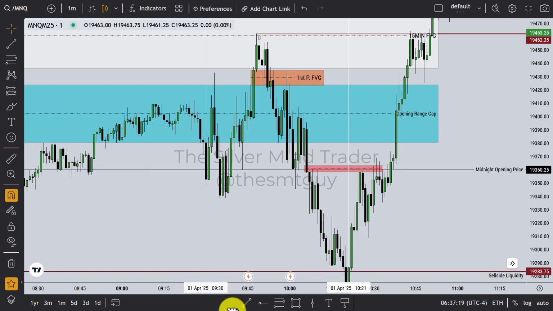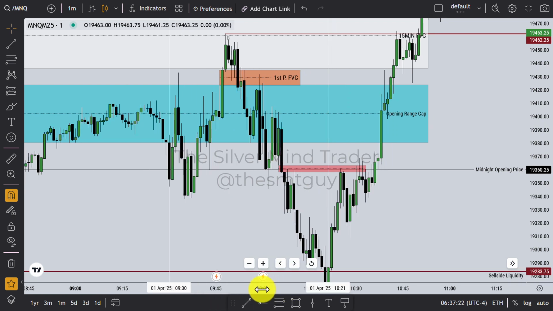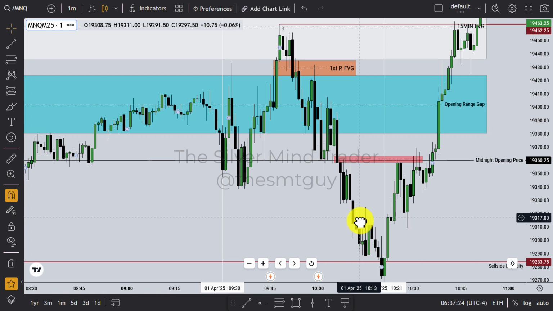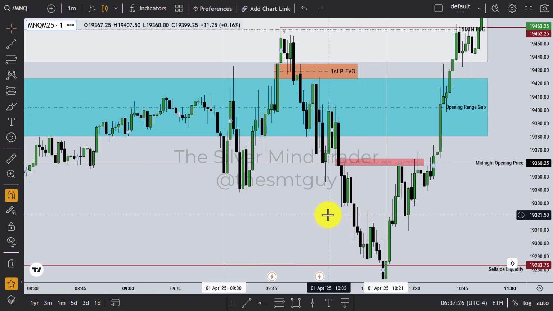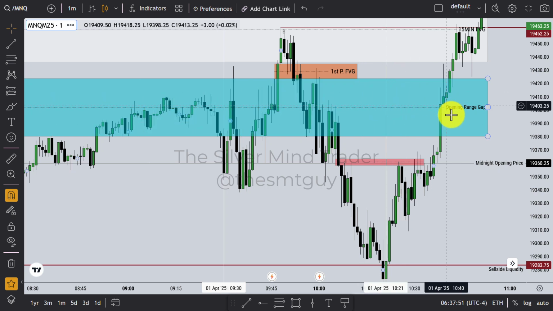So this is not something that I invented. I'm just noticing some things from what I've been backtesting and also learning from the Inner Circle Trader, that's ICT. So this is that 9:30 open. We have the opening range gap.